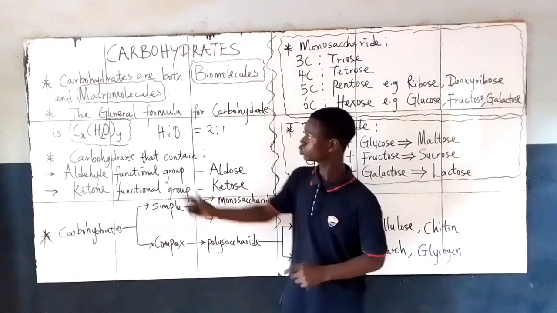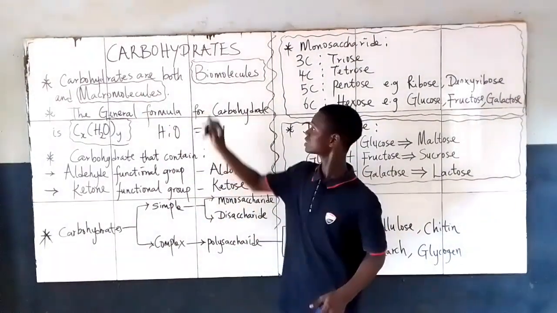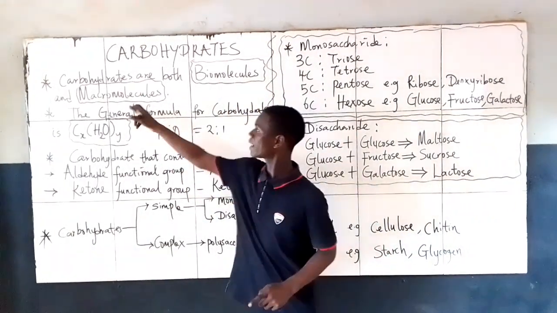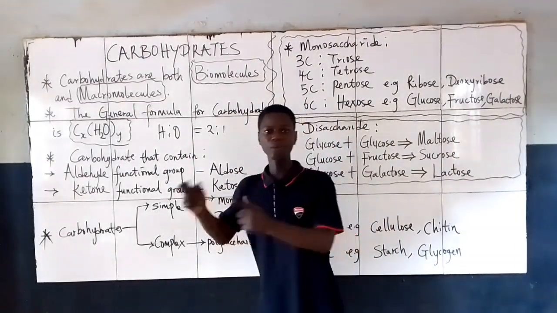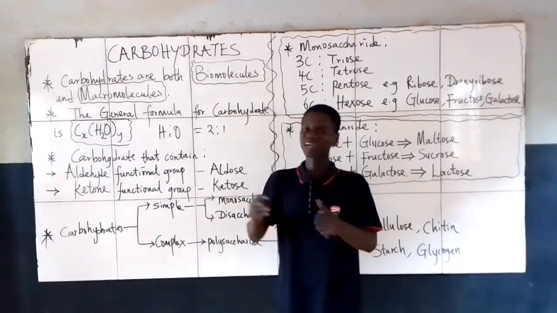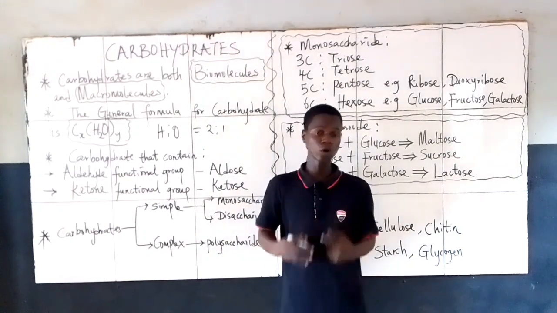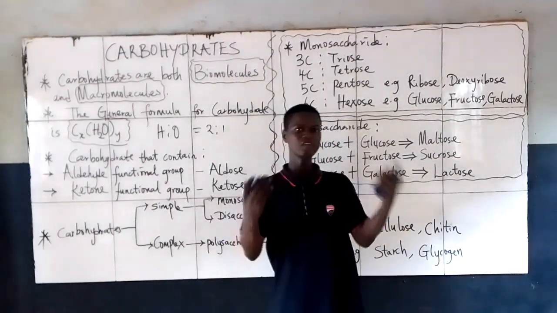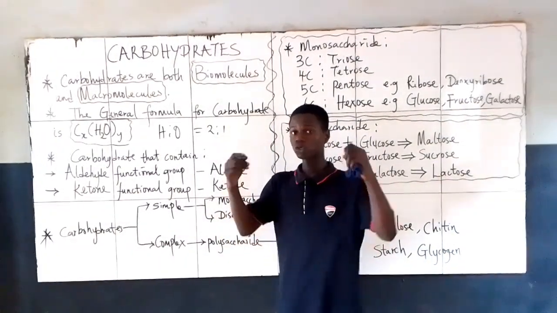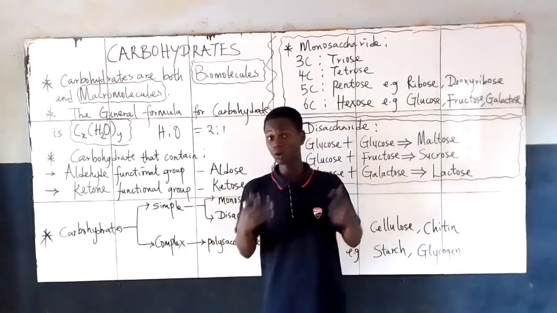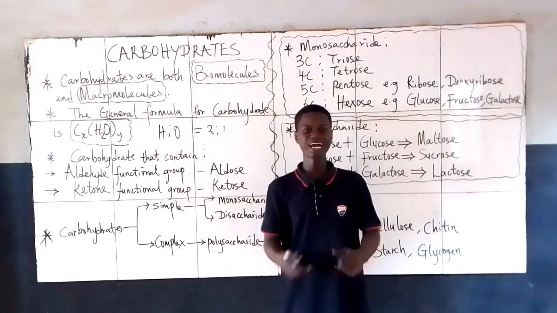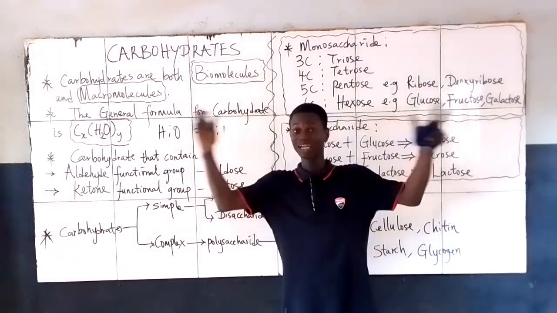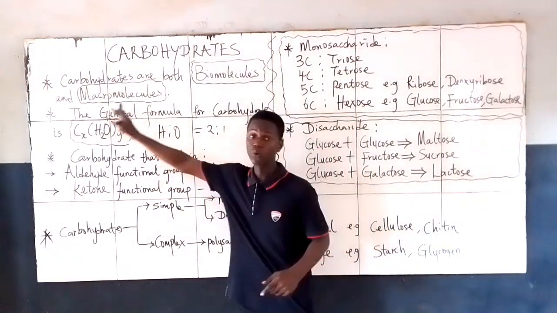Now the first point you need to know for carbohydrates is that they are both biomolecules and macromolecules. They are biomolecules in the sense that they are found in the body of living organisms. Because they are found in the body of living organisms, we therefore call them biomolecules. A living organism could be plant or animal, so you have carbohydrates in both plants and animals. The next point is that they are also called macromolecules. They are of large size. That's why they are called macromolecules.